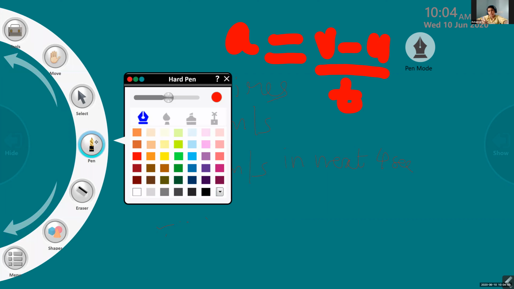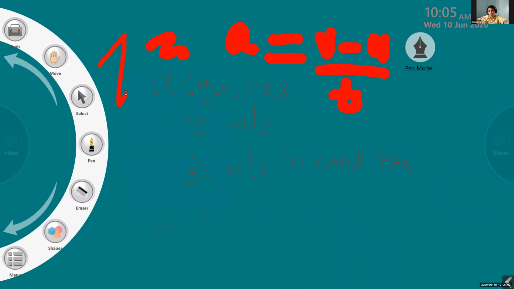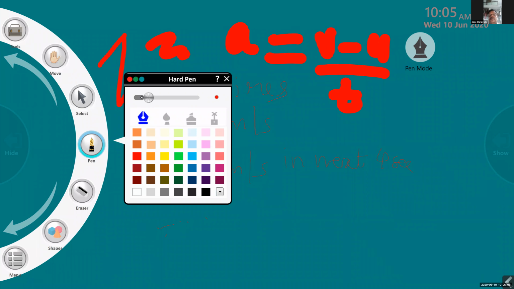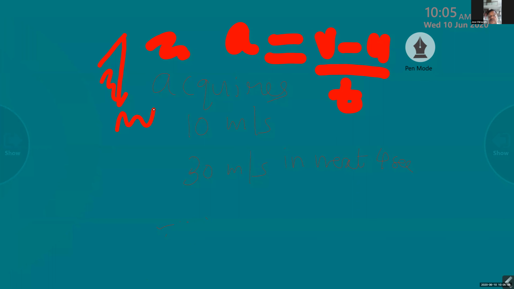Just reduce the thickness of the pen. Okay, A is equal to V minus U by T. So U is equal to 10 meter per second. Write down. Next, V is equal to 30 meter per second. Time is already given, 4 seconds. So, time is 4.